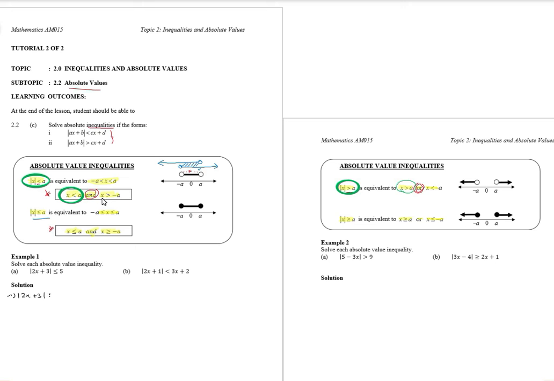But for the other inequality here, look at the sign. Now the sign here changes. Instead of less than a, it is greater than. Instead of a, it is negative a. Same for the other definition. Instead of greater than, there's a less than, and instead of a, there's a negative a.